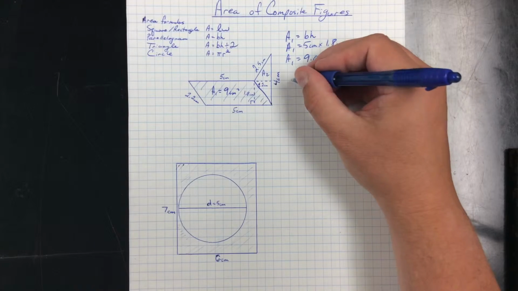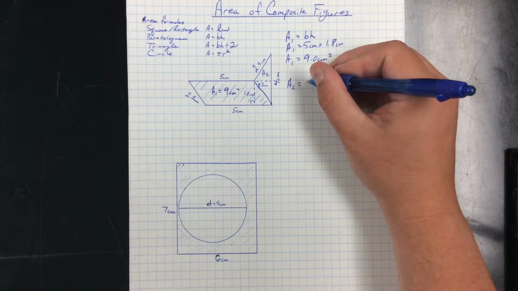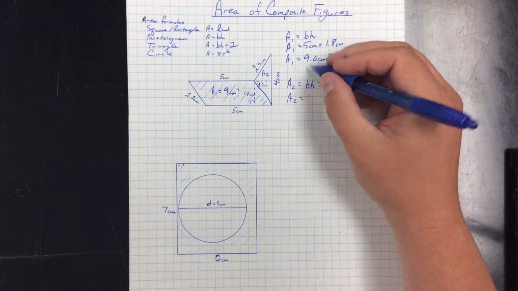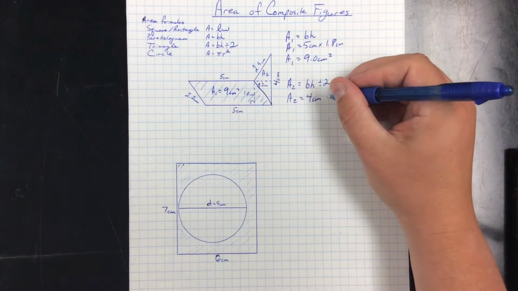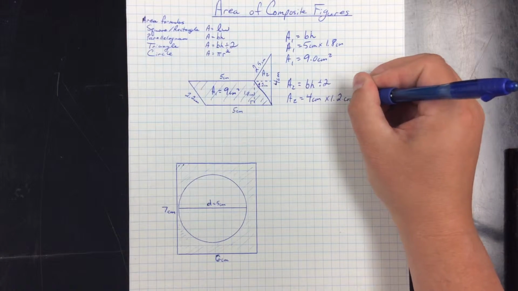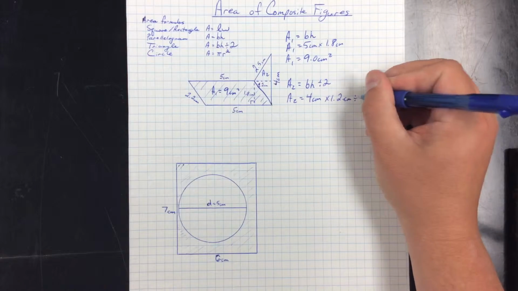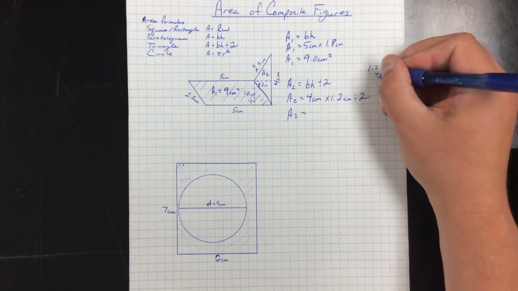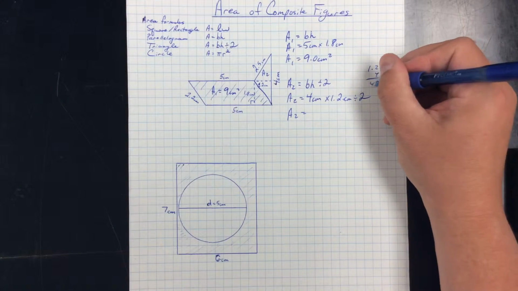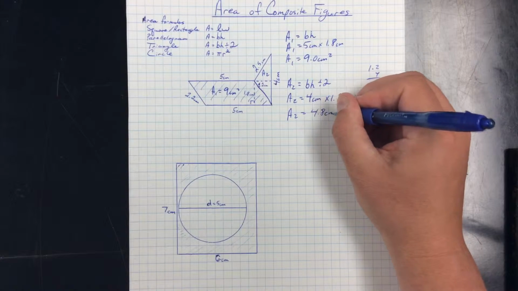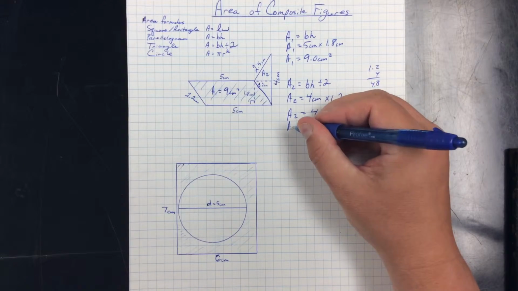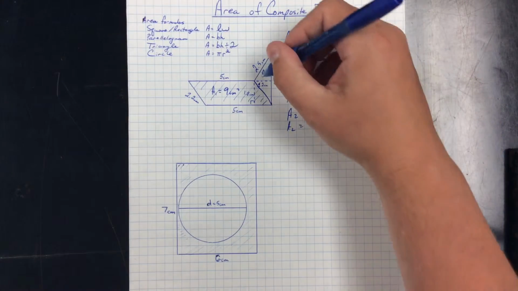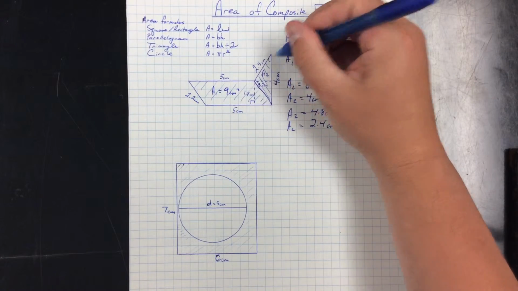Now I'm going to look at area 2. Area 2 is a triangle, so it's base times height divided by 2. My base is 4 centimeters, my height is 1.2 centimeters, and I'm going to divide my answer in half. Alright, so 1.2 times 4 is 4.8 centimeters squared, and I have to divide that in half. Area 2 is equal to 2.4 centimeters squared. And when we talk about that, we're talking about this section of my diagram.